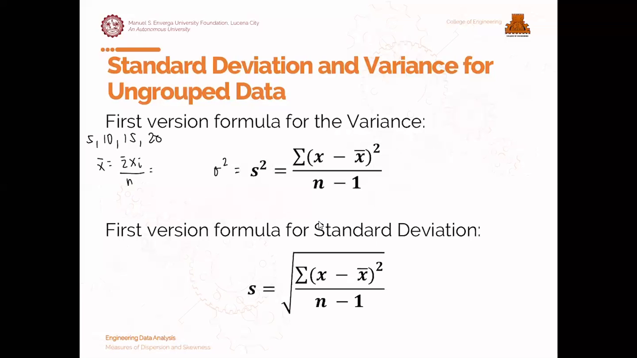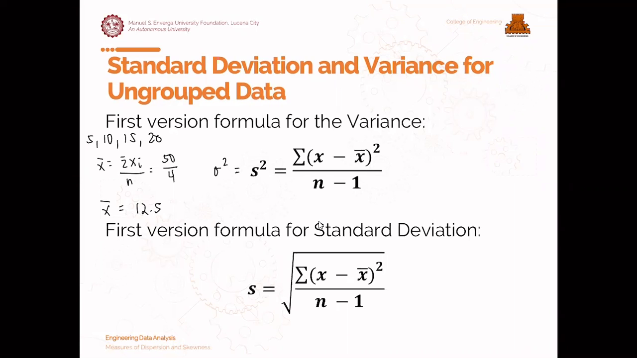So, we have 5 plus 10, 15 plus 15, 30 plus 20 is 50. Then divided by our n, the number of data, which is 1, 2, 3, 4. Okay? So we have our mean as 12.5. Now, once we have our mean, we can calculate the value of our variance. Okay? Applying our formula.